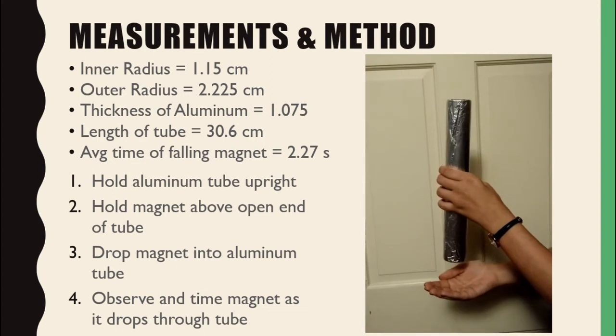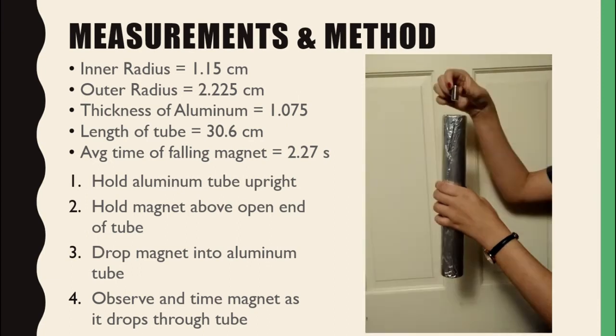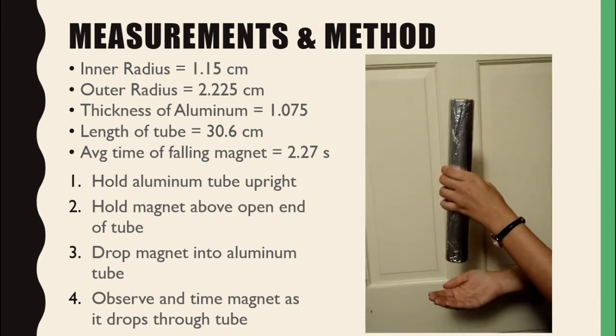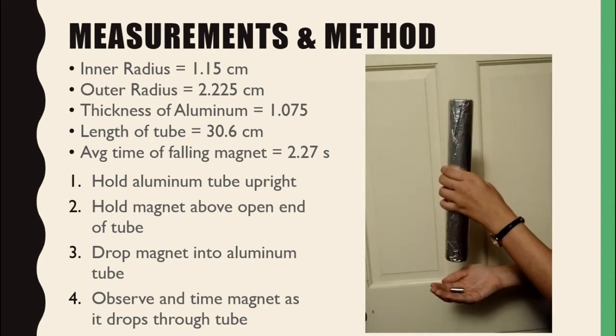So our measurements and method. As you can see on the right loop, we hold our aluminum tube upright, and we're going to hold our bar magnet above the open end of the tube. We're going to drop the magnet into the aluminum tube and observe and time the magnet as it drops through the tube.